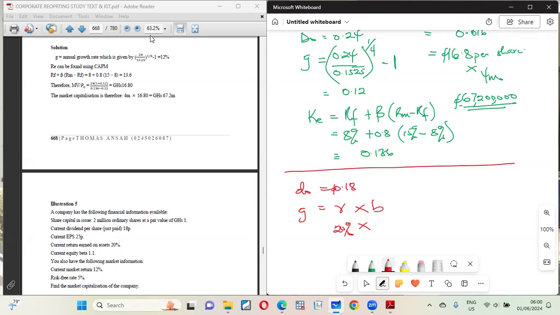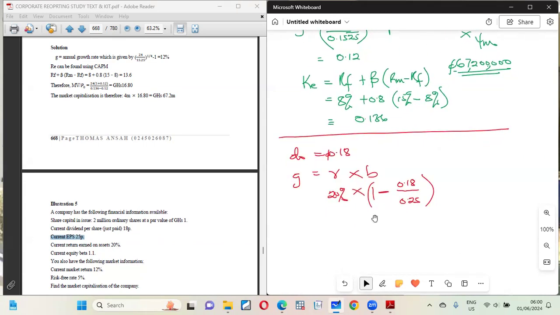Payout ratio. So if it is 1 minus the payout ratio, what was the formula for the payout ratio? Do you remember it? That's dividend per share over earnings per share. So you saw in this question, you've been given the dividend per share, which is 0.18, divided by earnings per share. You were also given the earnings per share to be 25 pesos, so 0.25. So can we find growth in this case?